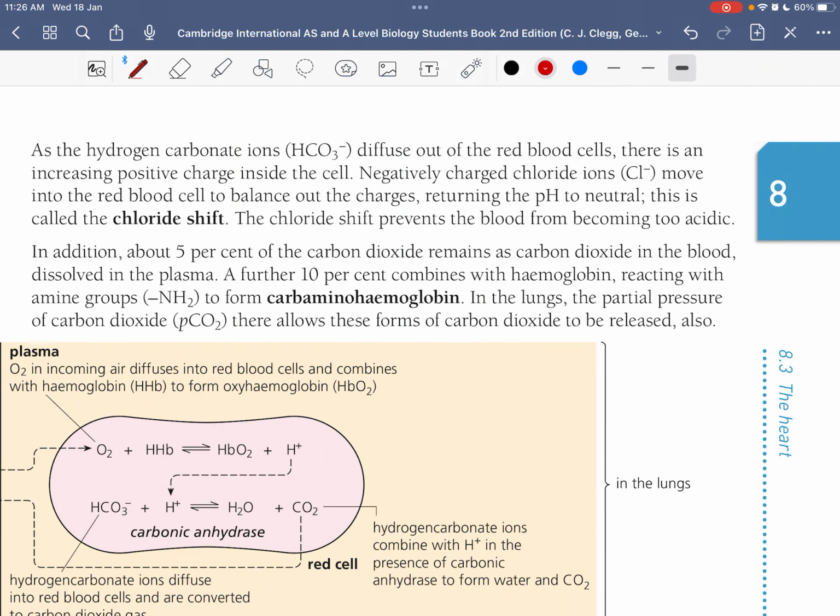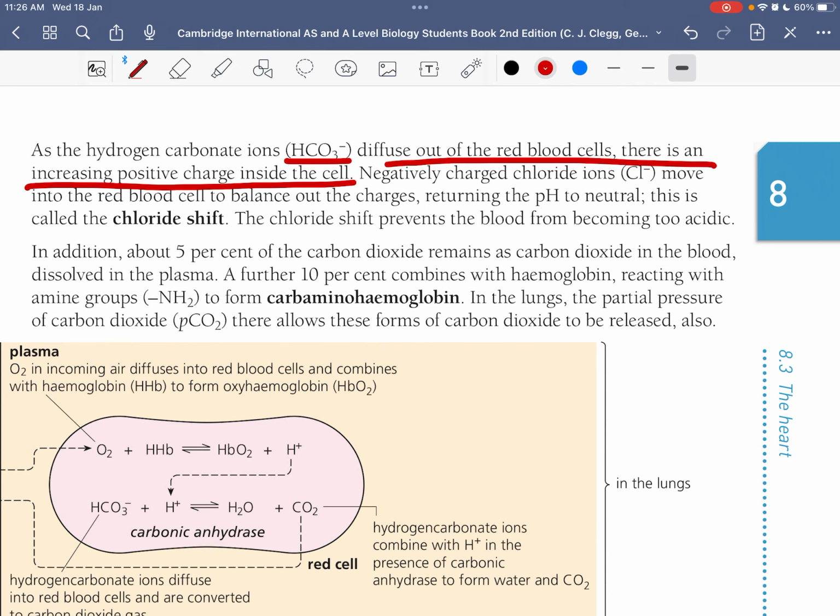As the bicarbonate ions diffuse out of the red blood cells, there is an increasing positive charge inside the red blood cell, right? Negativity is leaving the red blood cell, so this results in a relative positivity inside the red blood cell. Another reason for the relative positivity is that we all know there are H plus ions also inside the red blood cells. Today, Ali was asking this question: Miss, how come the H plus ions are building up inside the red blood cell when they will quickly combine with hemoglobin?